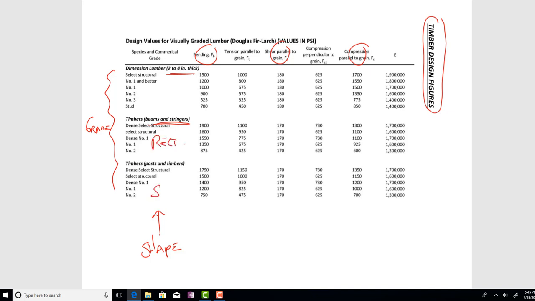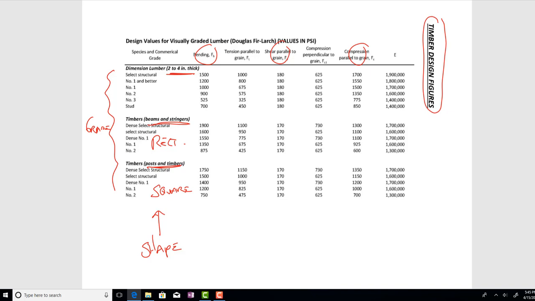Posts and timbers are typically used for columns. By the way, these are usually used for beams, as shown there. These are square or nearly square when we're dealing with posts and timbers. So again, a 5x5 or a 5x6 would be considered a post and timber, and we would utilize this part of the table to grab our value. And then, of course, you've got to pick the correct grade off of there.